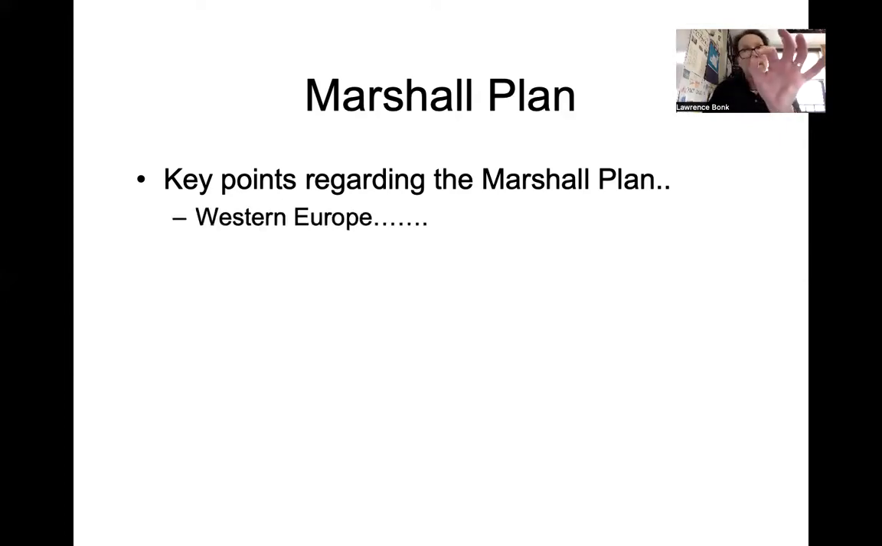So number one, the Marshall Plan is going to specifically target Western Europe. Even more specifically, France is going to get a big chunk of dough. France was decimated as a result of Nazi occupation from 1940 through 1944.